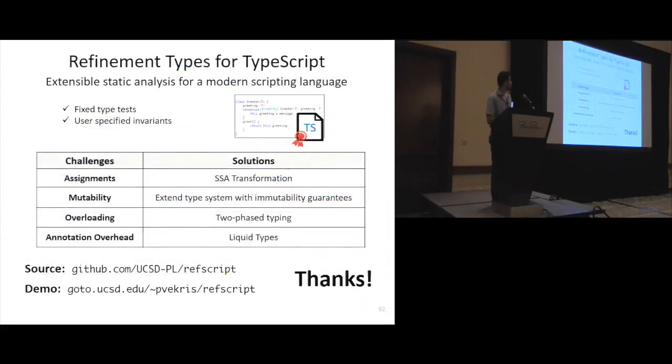So in conclusion, I presented refinement types for TypeScript, which was our attempt at an extensible static analysis for a modern scripting language. To get there, we faced several challenges, including variable reassignment, mutability, and overloading, and we tried to keep the annotation overhead as low as possible. You can find the sources for our code, including the source of the benchmarks, and also an online demo at the links at the bottom. Thank you.